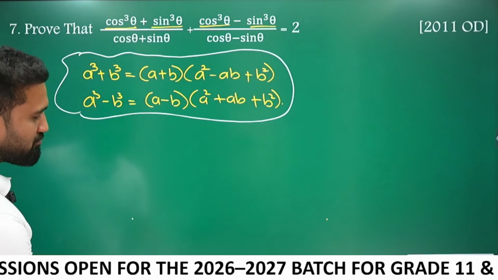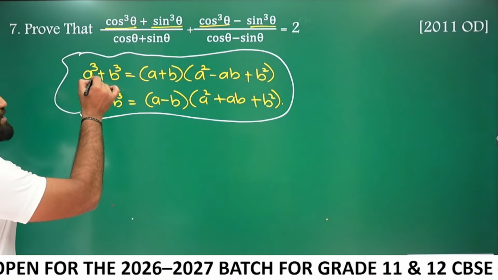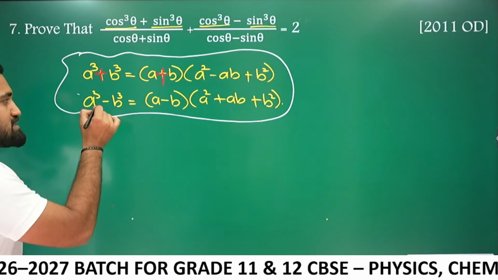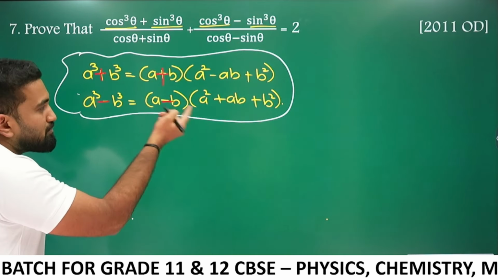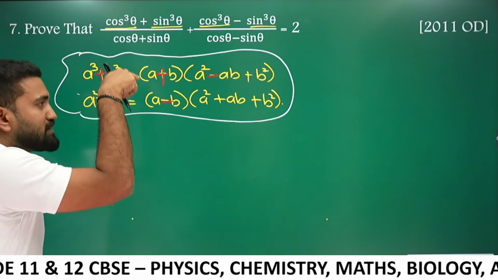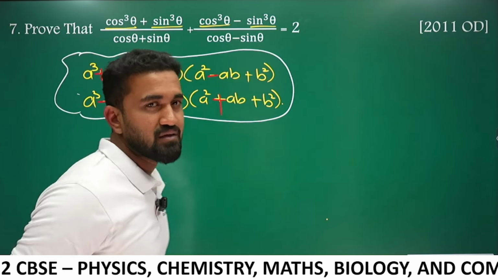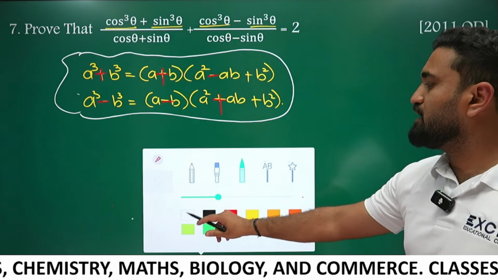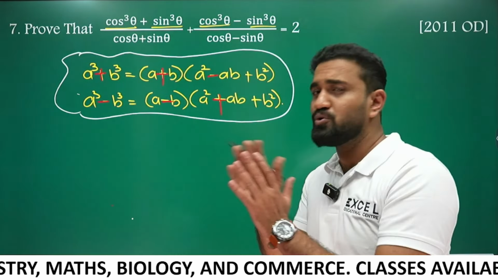What is the better logic for learning this? See, if it is a cube plus b cube, then this will be a plus b. If it is a cube minus b cube, this will be a minus b. Now, if this is plus, this will be what? Minus. If this is minus, this will become plus. That's the best way of learning this. After learning the formula, just apply it and you get the answer.